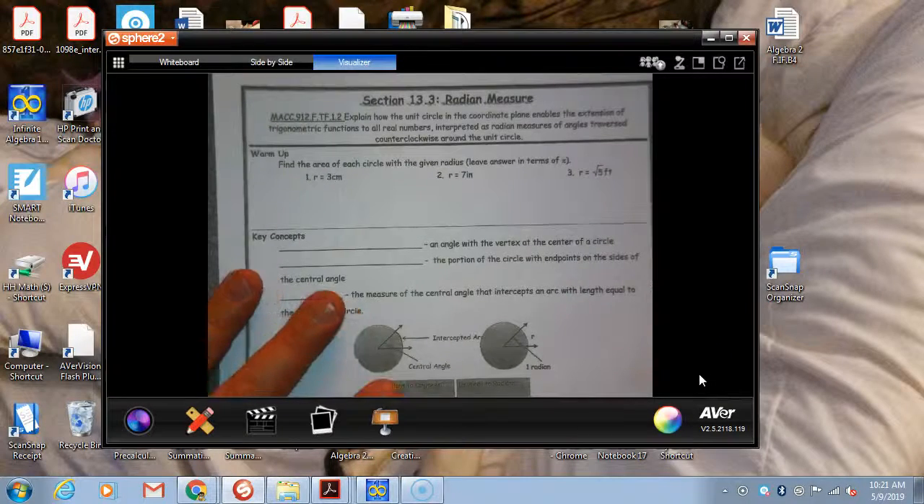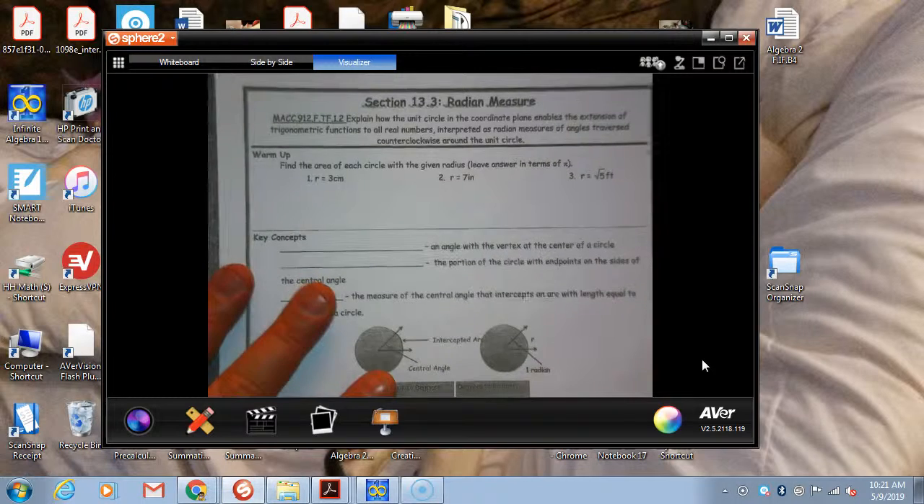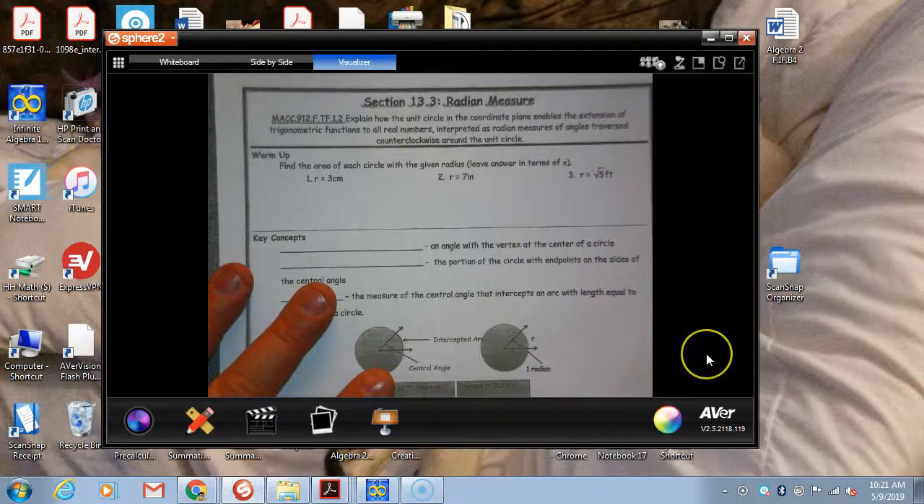Find the area of each circle with the given radius. Leave the answer in terms of pi.